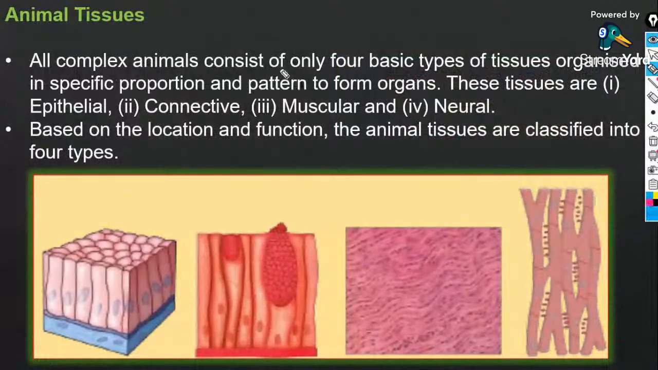In the human body, we have to study about four basic types of tissues. How many types of tissues? Four basic types of tissues. That is epithelial tissue, connective tissue, muscular tissue, and the neural tissue. You have to study about these four basic types of tissues.